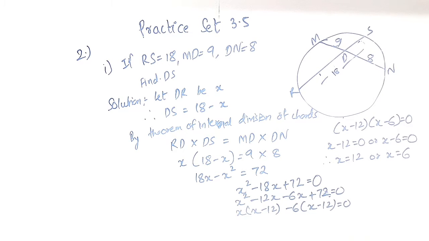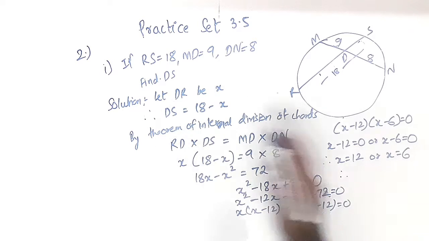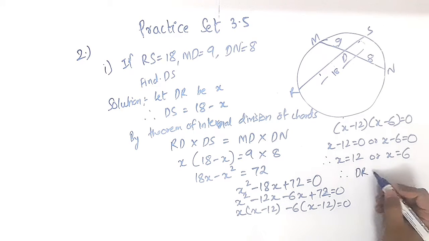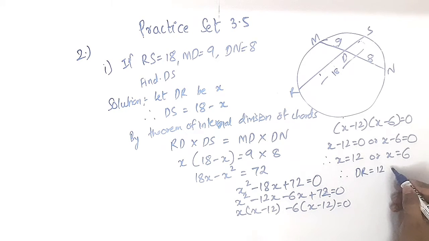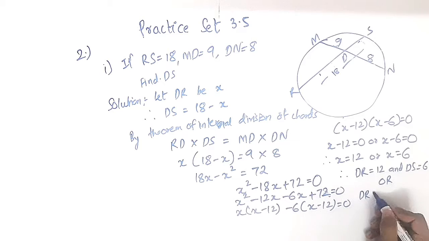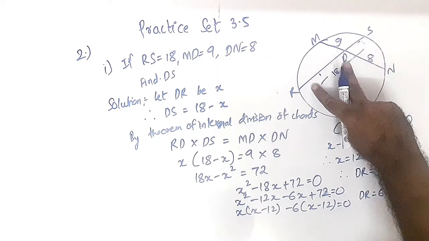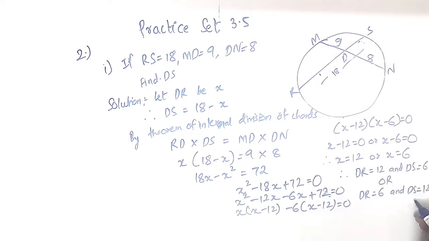So we are getting DR is equal to 12 and DS is equal to 6, or DR is equal to 6 and DS is equal to 12. It can be either way. This is 12, 6 or this is 6, 12. It can be both. So very simple.